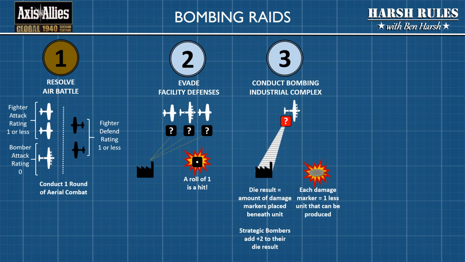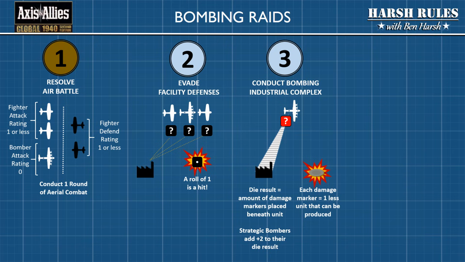In step 3, the bombers can finally do their work, and they get to roll 1 die each. That die result indicates the number of damage markers, you use gray chips, placed beneath the industrial complex. Each damage marker reduces the industrial complex production output of new units by 1. An air base or naval base that sustains 3 damage markers is considered disabled. Each strategic bomber gets to modify its die result with a +2.